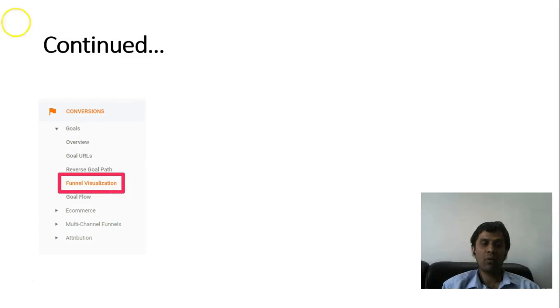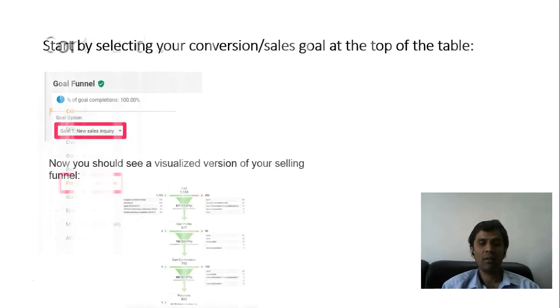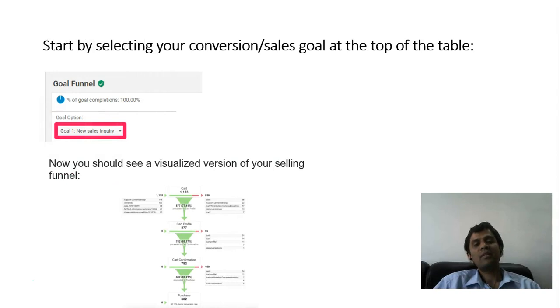Okay, so you can check the funnel visualization in this snapshot and try it yourself in Google Analytics. Start by selecting your conversion or sales goal at the top of the table. Now you should see a visualized version of your selling funnel. Okay, check this snapshot here.